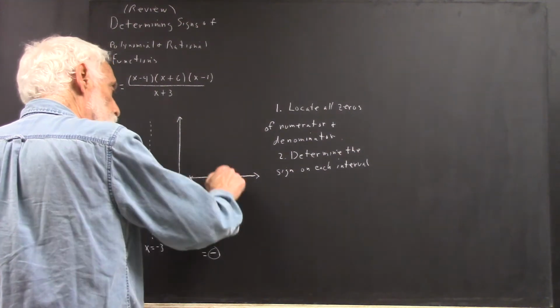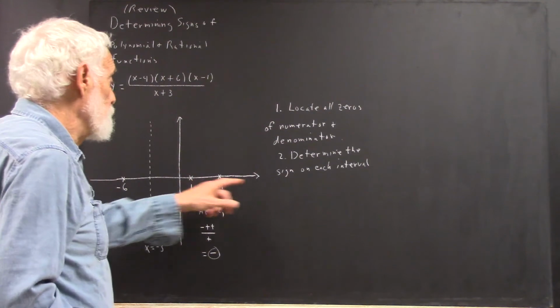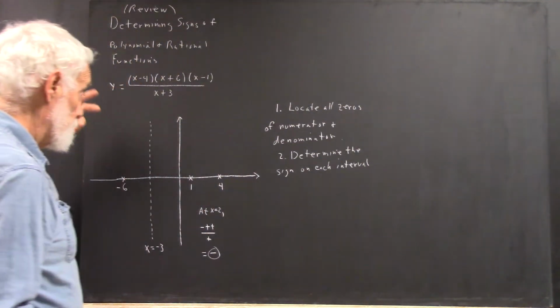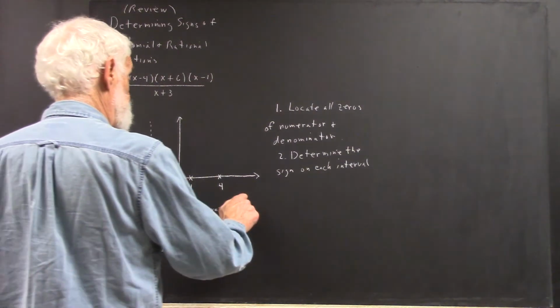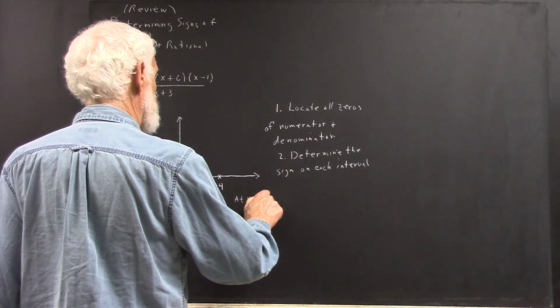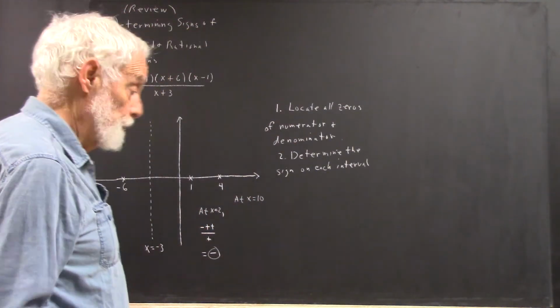So the graph is going to be below the axis between 1 and 4. If x is greater than 4, then you can test it. Pick... we could pick 5, but 10's better in case you have a square in here or something. It's easy to square.